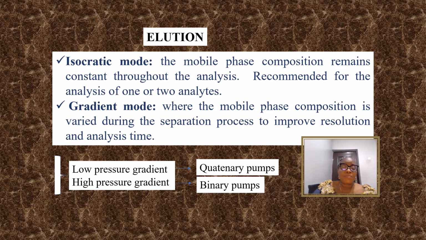We'll have the low pressure gradient, and then we'll have the high pressure gradient. For the low pressure gradient, we use quaternary pumps, while for the high pressure gradient, we use the binary pump, which produces high productivity and better separation. Elution is a crucial process in HPLC, enabling the separation and detection of the analyte based on the interaction with the stationary and mobile phase.